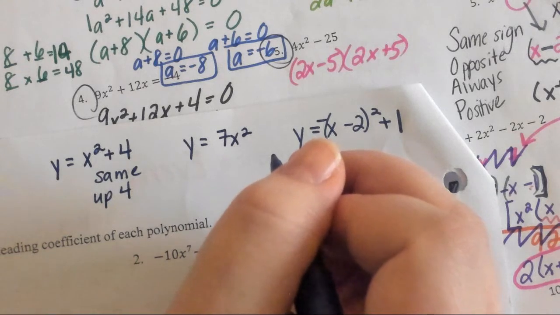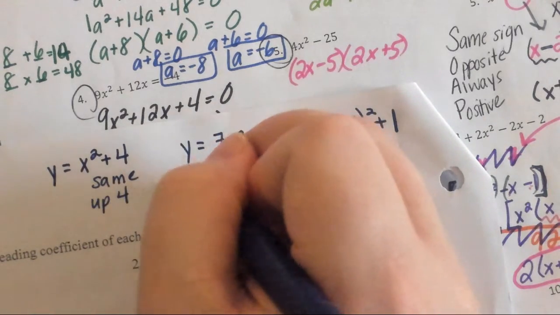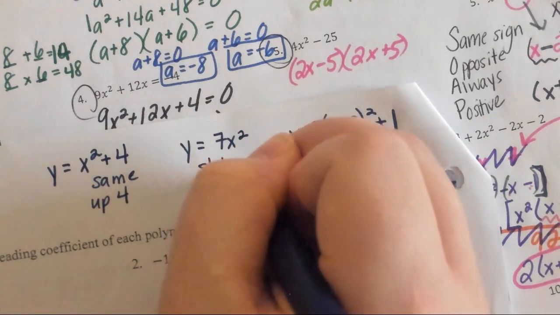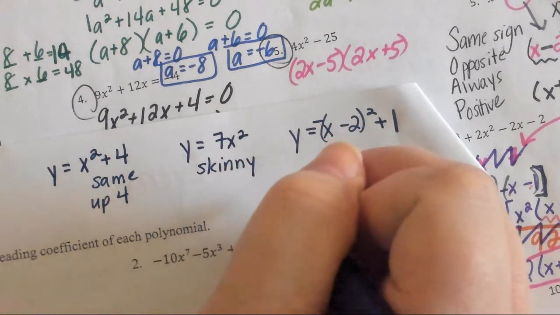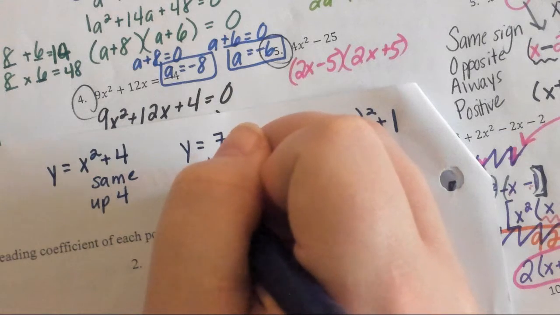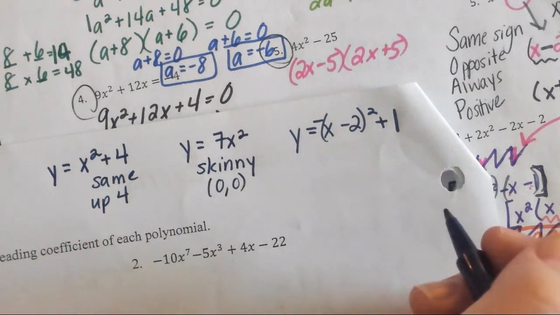Does the 7 make you fat or does the 7 make you skinny? Yes. Fractions make you fat. So the 7 would have made us a skinny graph. And then we don't have any up, left, right. We don't have anything like that. So we know it's skinny, but it's still going to be at the origin when it starts off.